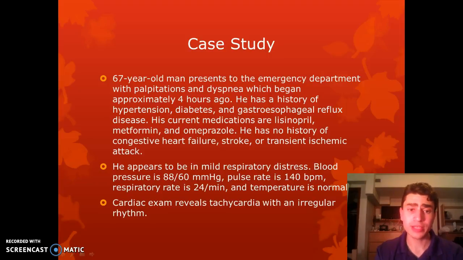Looking at a case study, a man who's 67 years old was rushed to the emergency department for palpitations and trouble breathing. He has hypertension, diabetes, and GI reflux, and he's on metformin, lisinopril, and omeprazole. He doesn't have any history of heart problems. His blood pressure is 88/60, his pulse rate 140, his respiratory rate 24, and he did have an irregular rhythm.